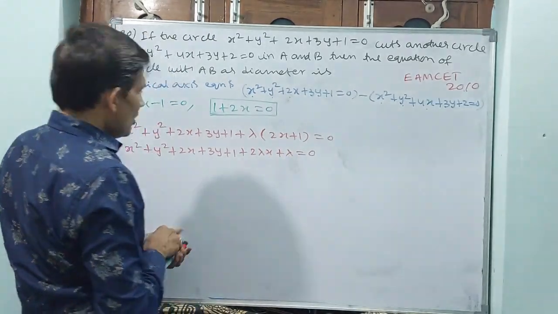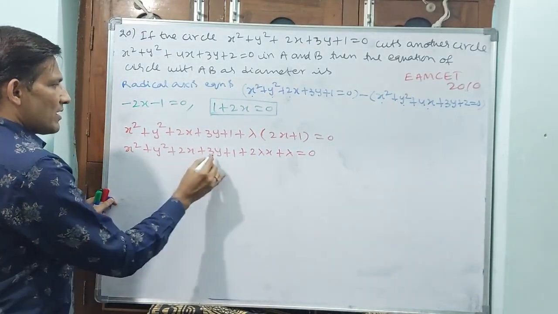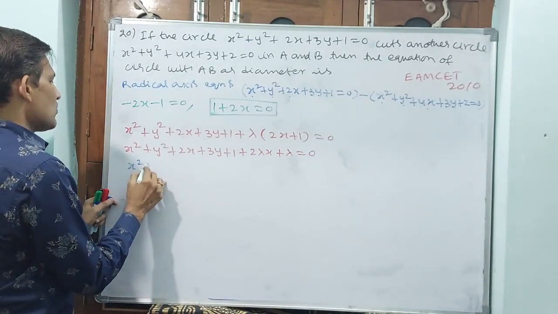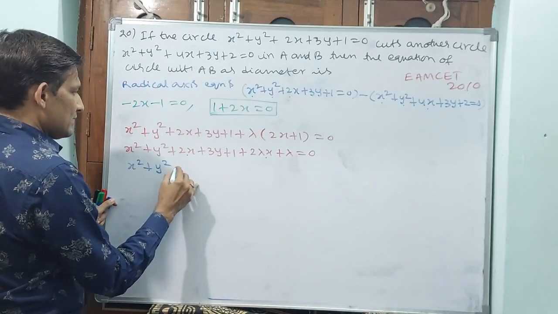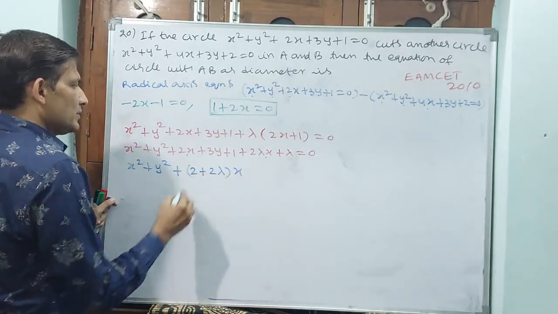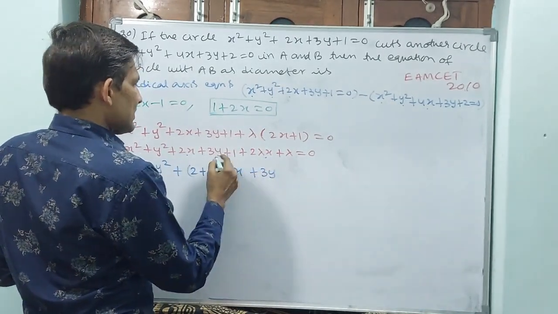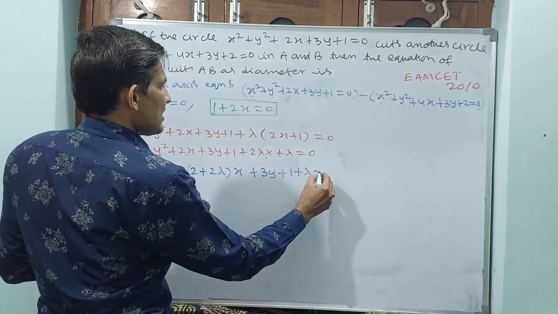Now you segregate this, because all the x terms have to come together, and all the y terms together. There is only one y term. So x square plus y square, then 2x and 2 lambda x, I take 2 plus 2 lambda into x, plus 3y only once, plus 1 plus lambda, equal to 0.